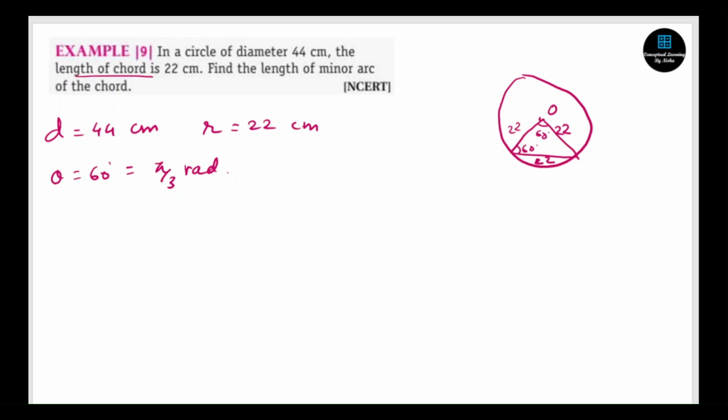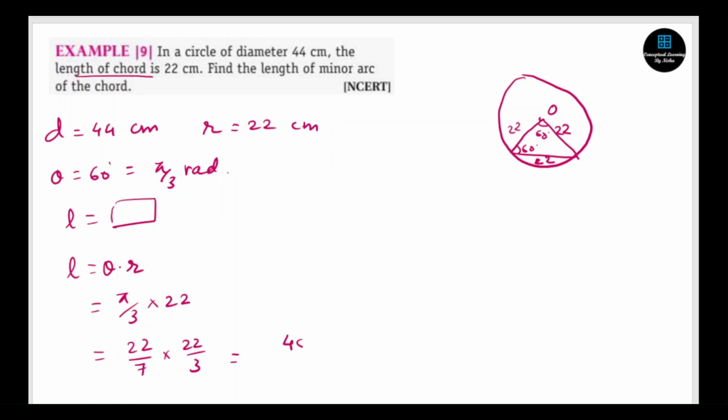Alright, so we have this value and we have to find the length of the minor arc. Length is equal to theta into r. I can substitute pi over 3 times radius, which is 22. And now I can use the value of pi as 22 over 7. So I can say 22 over 7 times 22 over 3. And this gives me 484 over 21 centimeter. So this is the length of the minor arc. Alright. Easy question.